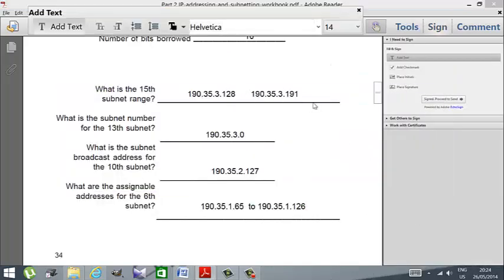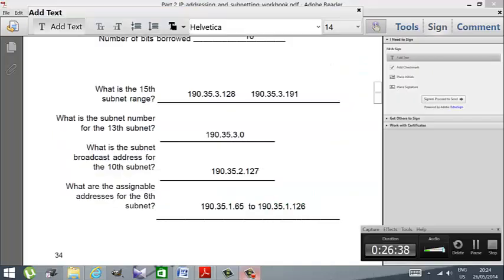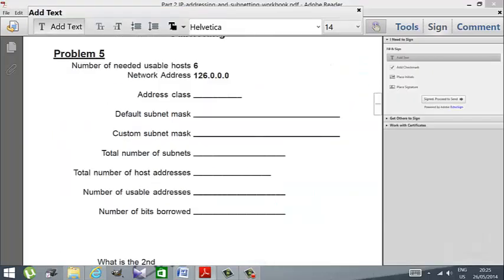From 128 to 191, 190.35.3.0, so everything is fine. So now let's do our last example with a class A address. In this case, I already say it's a class A address. What's the full subnet mask for class A?